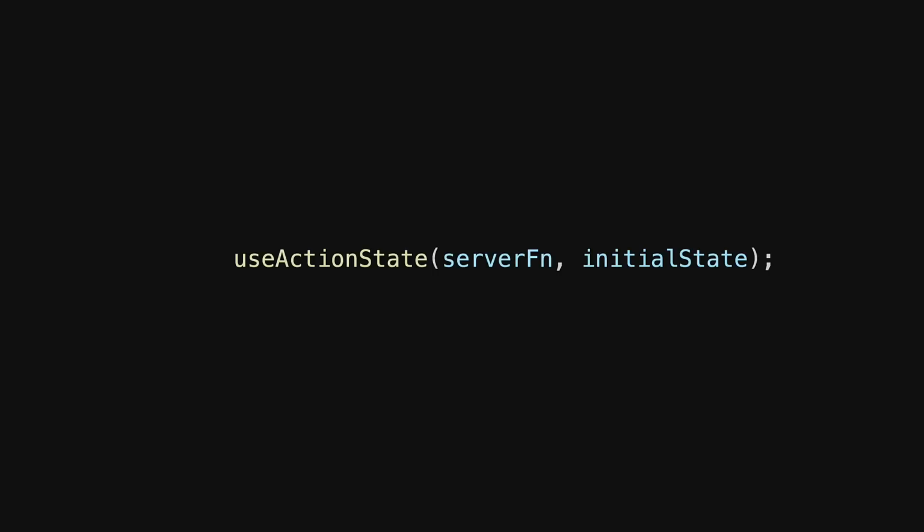The second issue with this hook is that the output tuple is not consistent with its input arguments. The useActionState hook takes two arguments. The first is a server function, which we plan to convert into an action, and the second is the initial value of the state managed by the hook. And this order is actually quite nice.